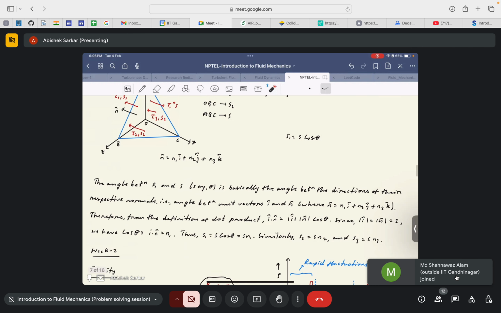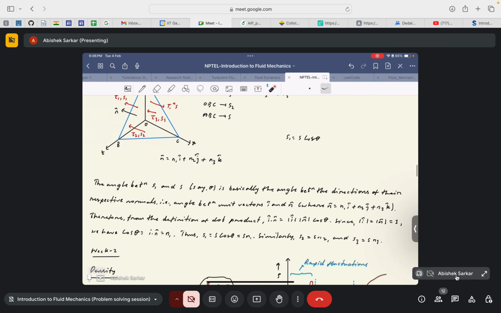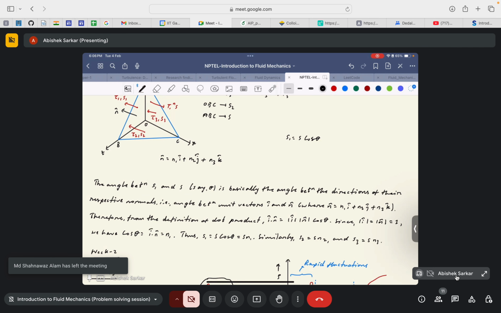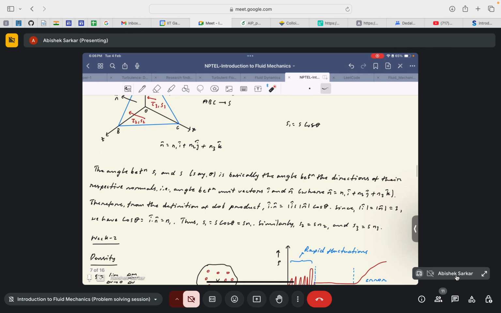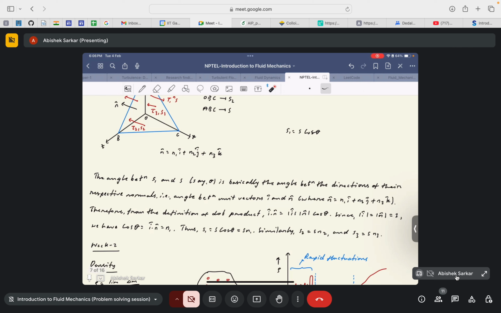Since cos theta is i dot n cap, we can replace cos theta by n1, because i cap dot n cap is n1. If you do the product between i cap and n cap, you'll find that the n2 and n3 components cancel out, because the corresponding components of the vector i cap are 0. Then we only have i dot n cap equal to n1. So we can write cos theta as n1. This implies that S1 is S cos theta, so S1 is Sn1. Similarly, we can write S2 as Sn2 and S3 as Sn3.